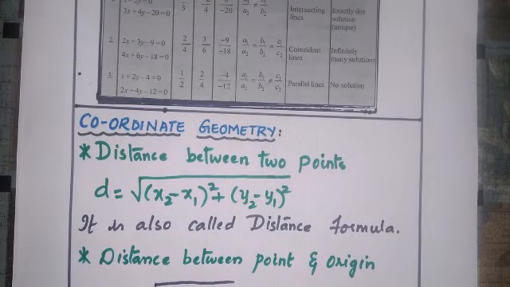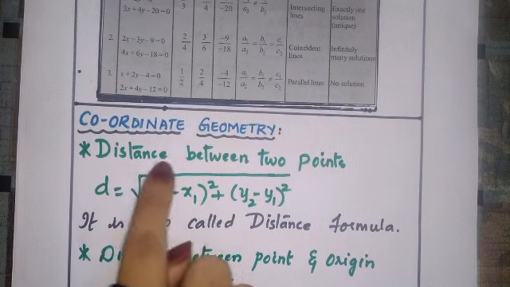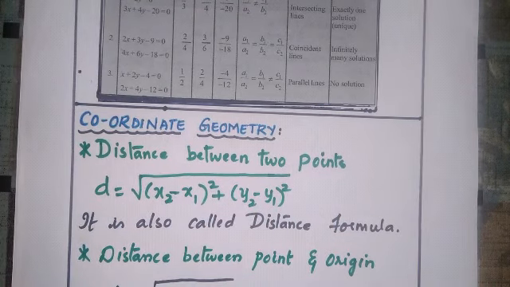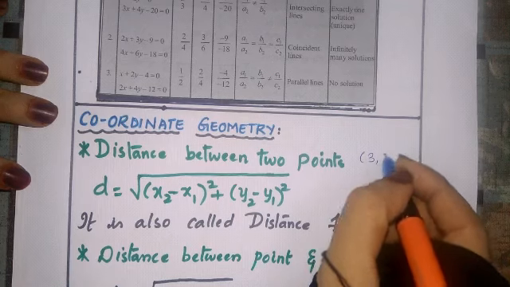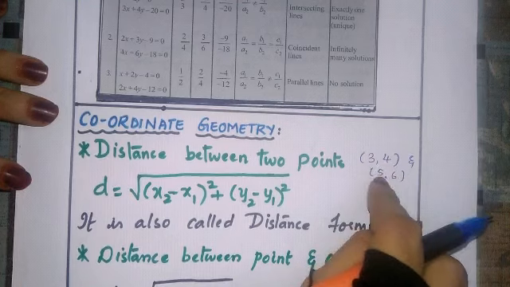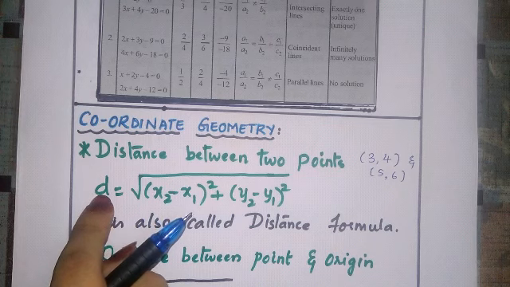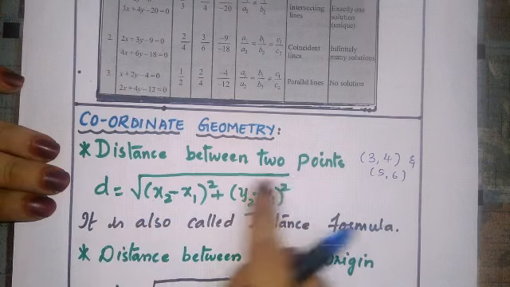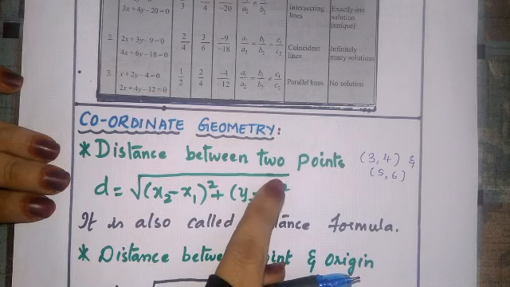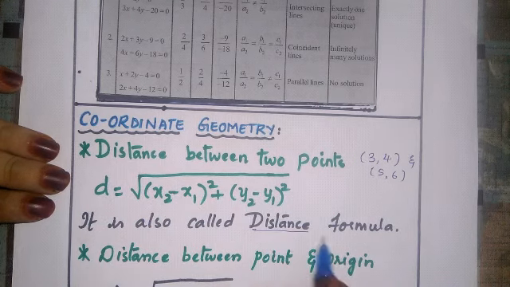In coordinate geometry you will find 4 to 5 important formulas. The first one is nothing but the distance between 2 points. When they give 2 points, like 3, 4 and 5, 6, and ask to find the distance between the line joining points, at that time the formula is D equals root of x2 minus x1 whole square plus y2 minus y1 whole square. D stands for distance. This is the formula for distance and it is also called the distance formula.